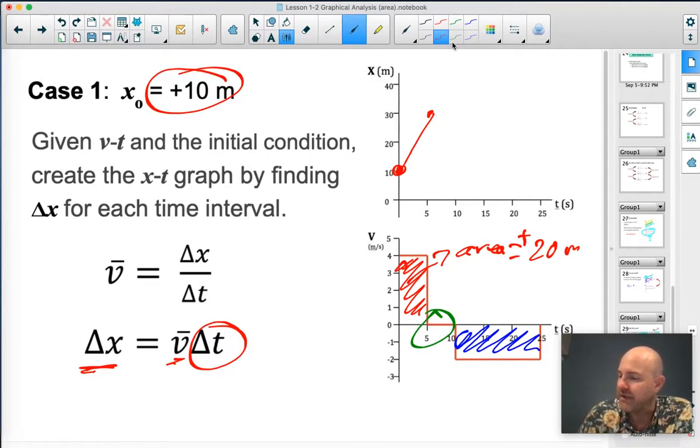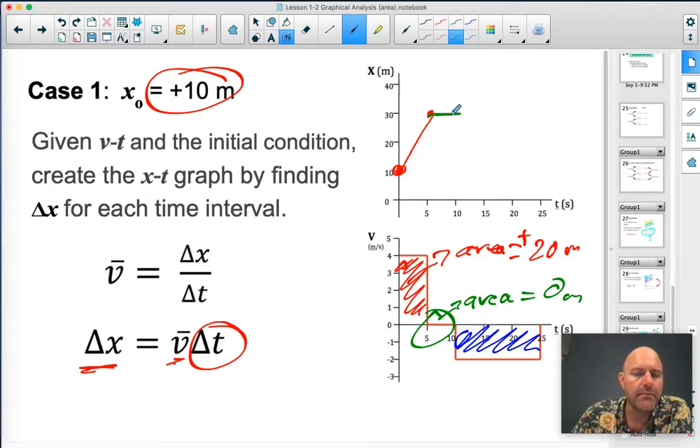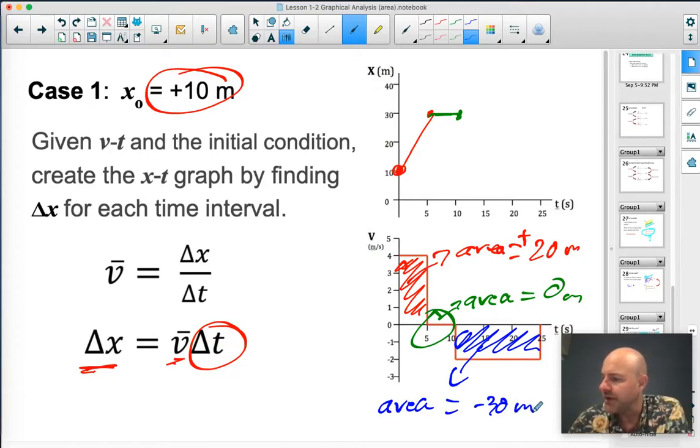Then the next segment, we say, oh, there's area equals 0 meters. So that would be a constant position, not changing. We got that right there. And then finally, for our last one, we would have an area equal to negative, so that's 5, 10, 15 times 2, so negative 30 meters. So that would drop all the way back down to 0. We would get a line that looks something like that.